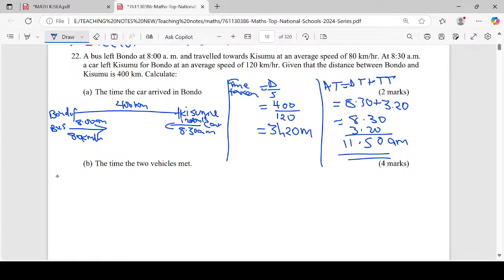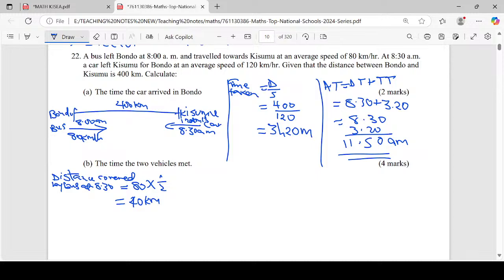In order to answer this question, we are going to get the distance covered by the bus at 8:30. Distance is obtained by taking the speed of the bus, which is 80, times the time from 8 to 8:30, that's half an hour. So you'll get it covered 40 kilometers. The bus had already covered 40 kilometers before the car began the journey.